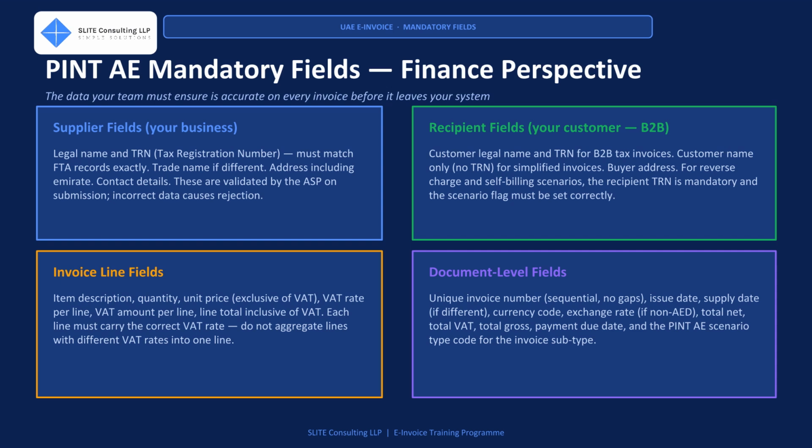Your ERP either generates these natively or via an ASP connector. The ASP validates them on submission. Gaps or mismatches cause immediate rejection. Next, we look at where the invoice goes after submission.